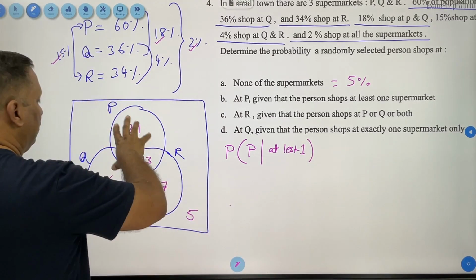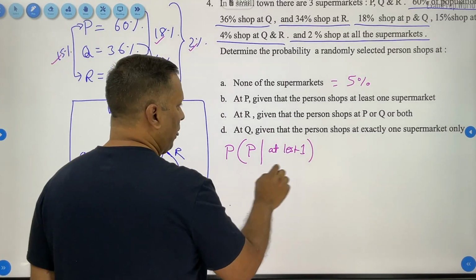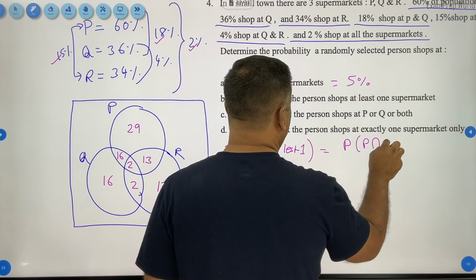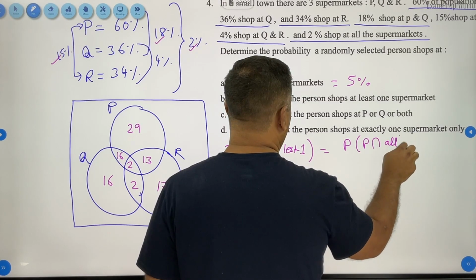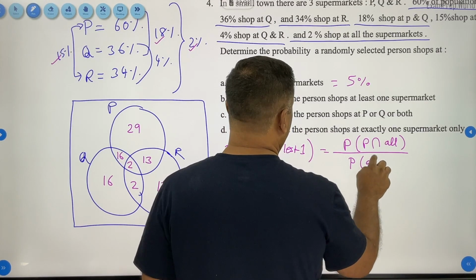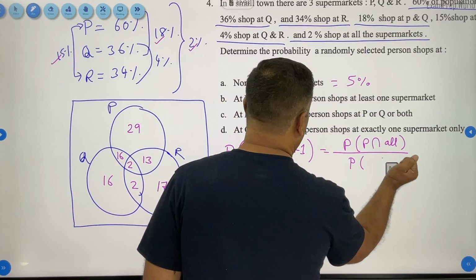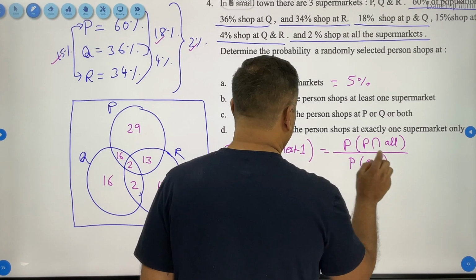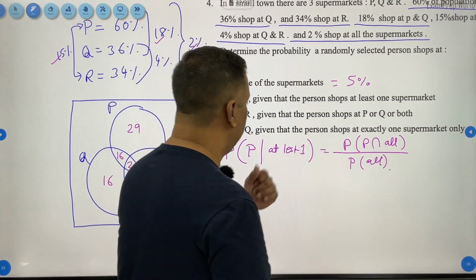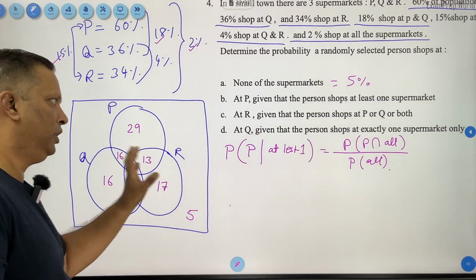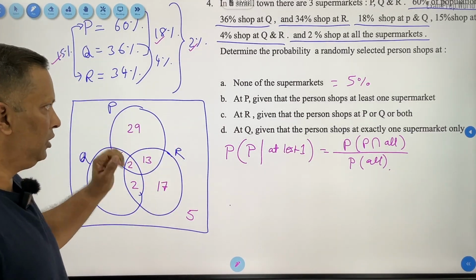So what is the probability of P? 60 by 100. So it is probability of P intersection all, divided by probability of at least one, which is probability of all. At least one means he can shop at 1, 2 or 3, he can do anywhere. So sum total of all this.